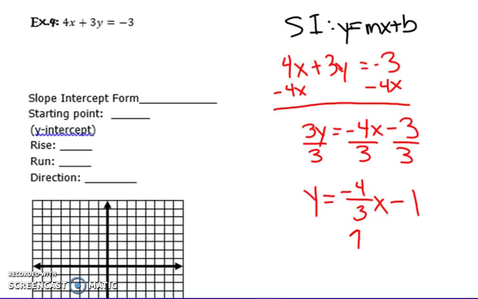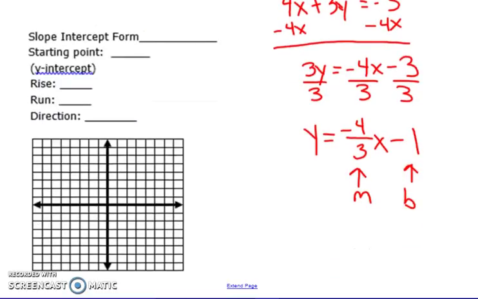Now I'm in slope-intercept form. I have my m and I have my b, so we can look at graphing it. Slope-intercept form again is y equals negative 4/3 x minus 1. That makes my starting point 0, negative 1. It's my b value. Again, rise over run, we have a negative fraction, so put the negative sign with only one of the numbers. I'm going to put it with the 4, which means I'm going negative 4 in the downward direction, and I'm going to have a positive 3 going towards the right.